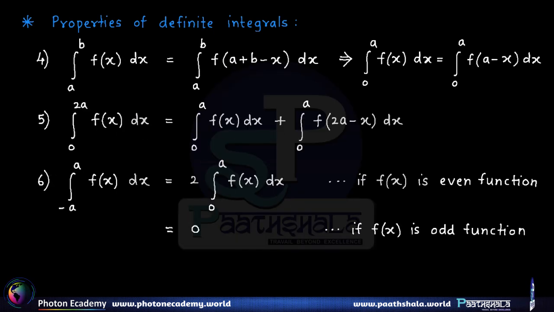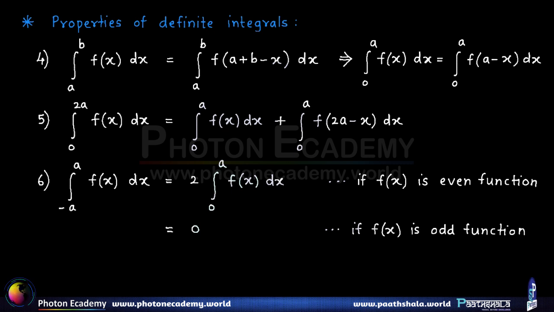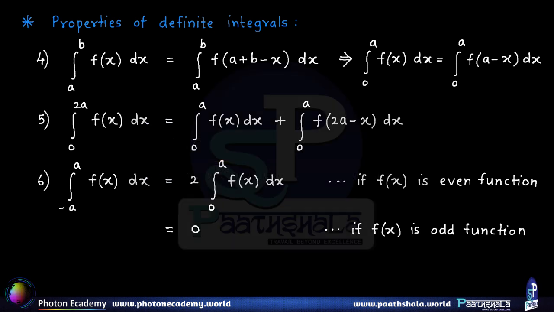And next property, fourth property is integral of f of x from a to b is equal to integral of f of a plus b minus x from a to b, and that gives us a special case or a corollary that integral of f of x from 0 to a is equal to integral of f of a minus x from 0 to a. In the fifth property we saw that integral of f of x from 0 to 2a can be written down as a sum of two integrals, in which the first is integral of f of x from 0 to a and the second is integral of f of 2a minus x from 0 to a.